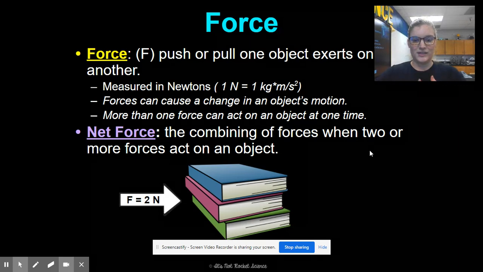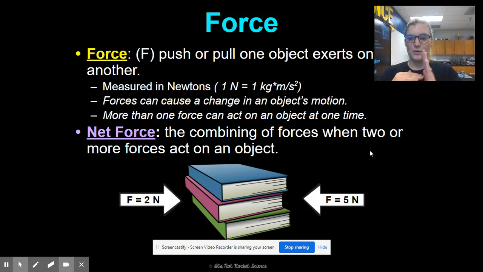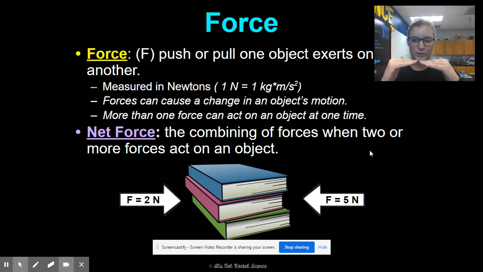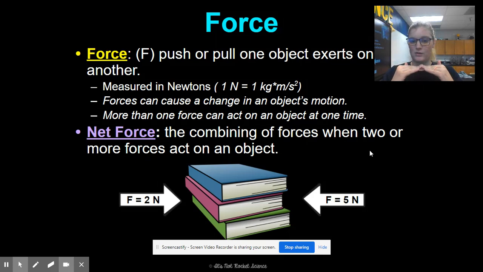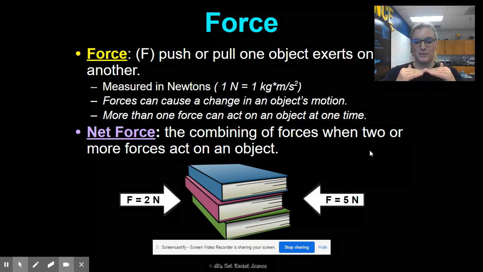So we have this stack of books here, and we are pushing on it this way with a force of 2 newtons. So we are pushing that stack of books with 2 newtons, which means that it should move that direction. But then we have another force acting this way of 5 newtons. So we have 2 forces that are fighting each other. And what we do is we just basically add them together. So you have to think of one of them as being positive and one of them as being negative.